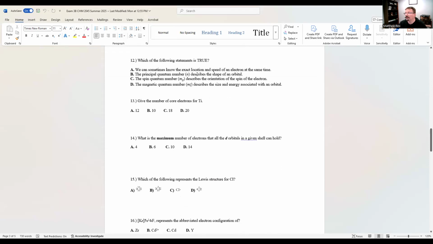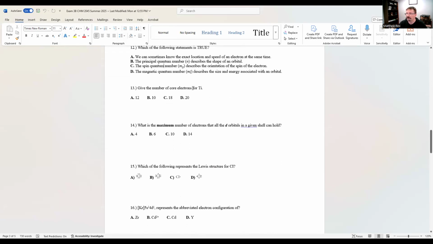The principal quantum number n describes the shape. No, L describes the shape. The principal quantum number n tells us what energy level we're in. The spin quantum number describes the orientation of the spin. That's accurate. M sub s either tells us it's spin up plus 1/2 or spin down minus 1/2. So that's true. The magnetic quantum number describes the size and energy. Nope, that's n that describes the size and energy. So C would be the correct answer there.